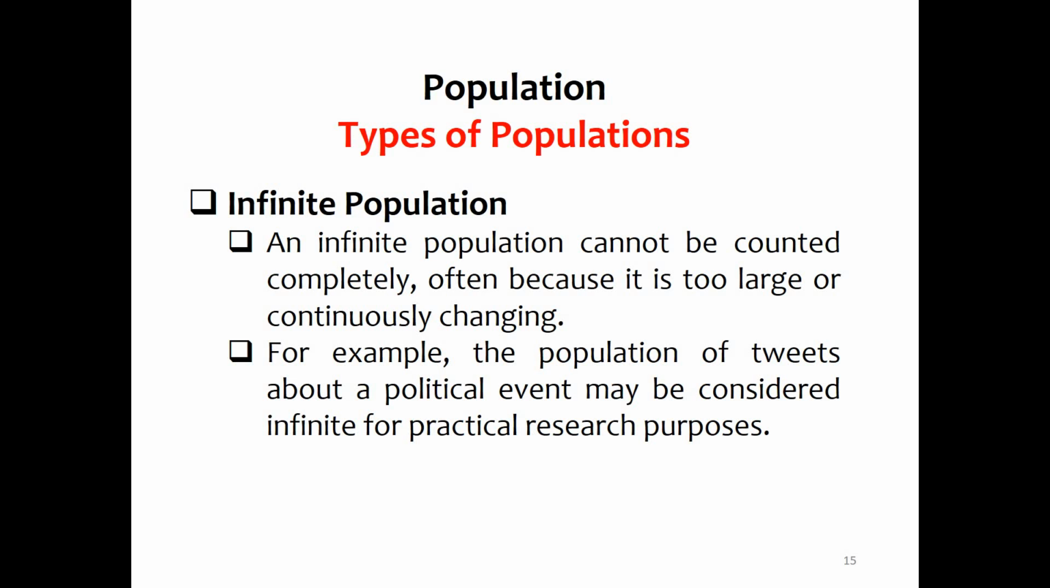Infinite population is the opposite meaning of finite population. It is difficult to define and impossible to count the elements of the population. Population may be difficult to define because of its largeness or the frequently changing nature of its elements. As an example, an online platform for employee recruitment.